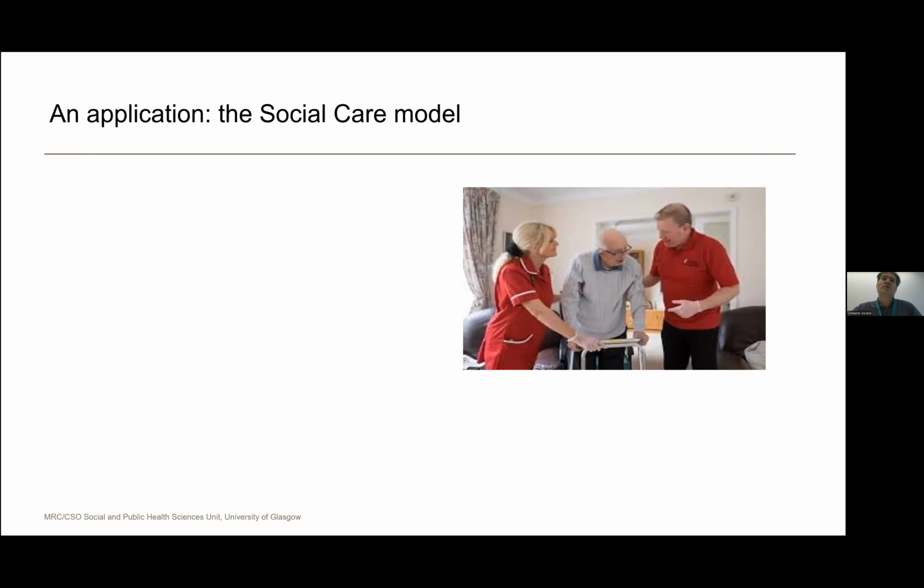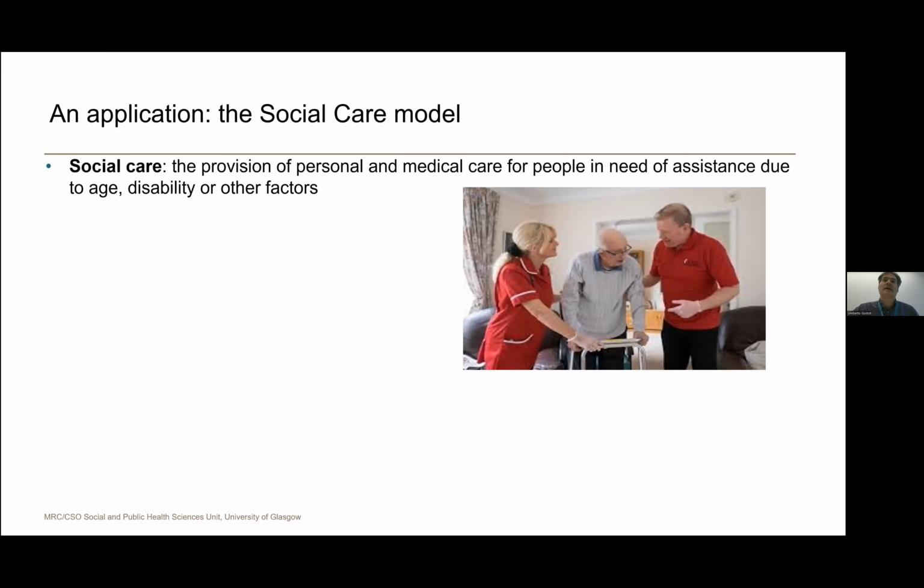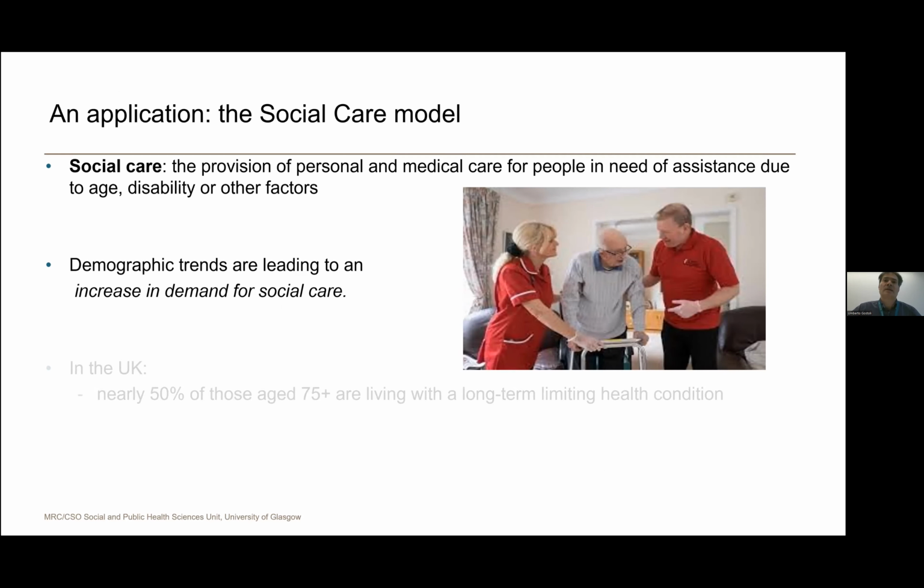So I'll show now very quickly, if I have time, I'm not sure, an application of this demographic population model, the social care model. Social care, which is the provision of personal medical care for people in need of assistance for age, disability, and other factors. Demographic trends are leading to an increase in demand for social care in all the industrialized world.